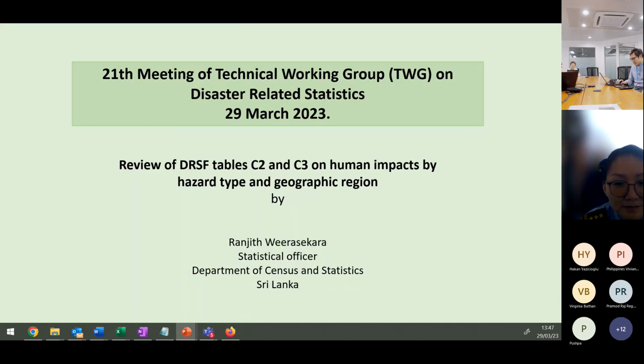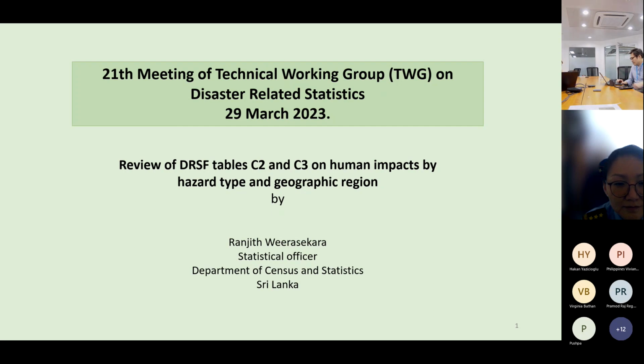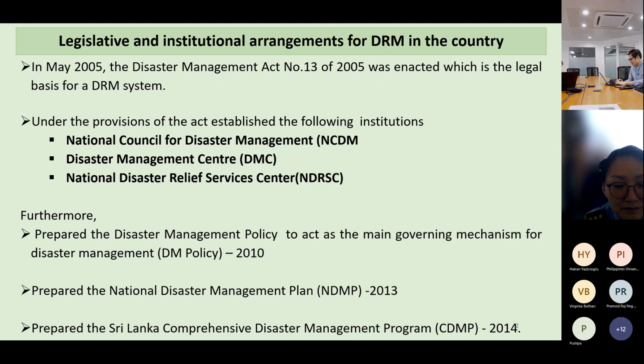Disaster-related statistics framework summary tables C2 and C3 about human impacts based on hazard type and geographic region. Before discussing the summary tables, I would like to briefly explain the history of Sri Lanka's disaster management process. Before the 2004 tsunami tragedy, we did not have a specific institution or methodology for handling disaster management. Still, we had relief and compensation methods to support the victims under the Department of Social Services.